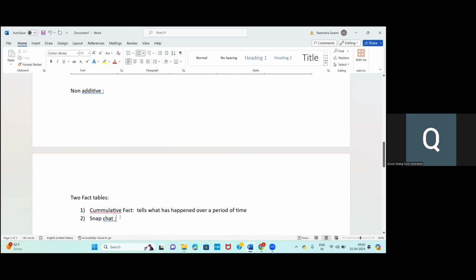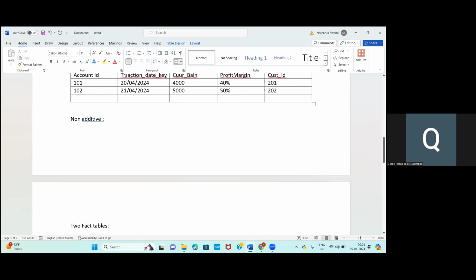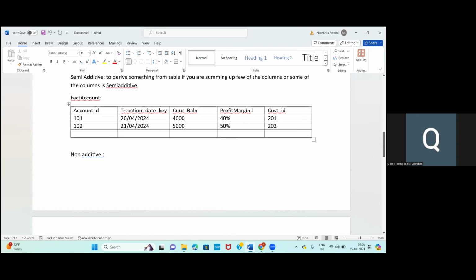And snapshot fact table is something like, it tells the state of a thing, a state of a thing in a particular instance of time. What is meant by this particular instance of time? Go with the non-additive, by using this profit margin. Only this profit margin tells the bank whether it's loss or profit.